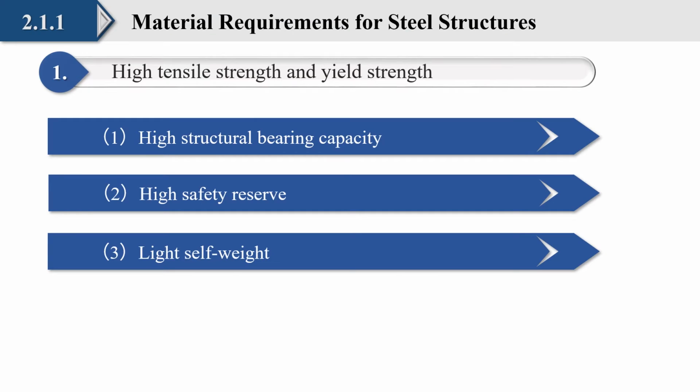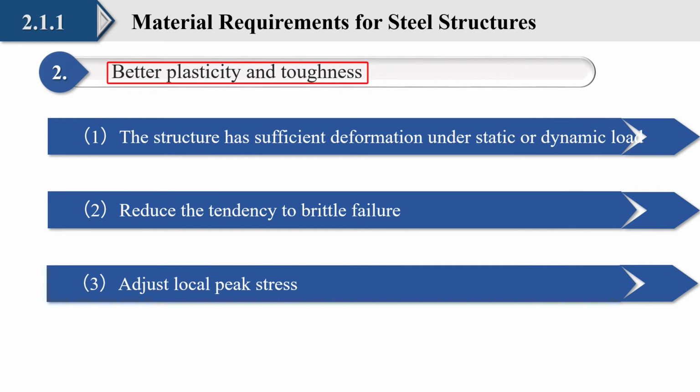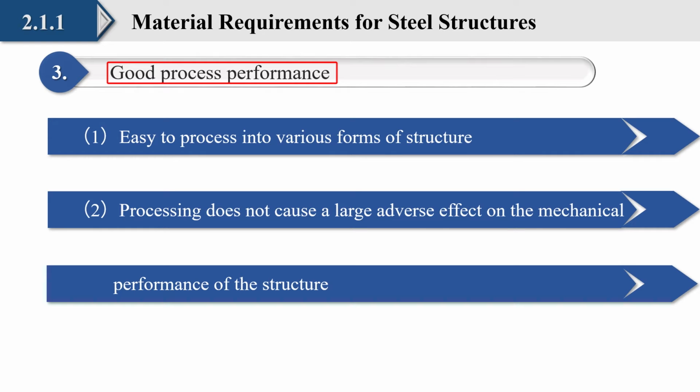At present, the factory produces thousands of kinds of steel, but what kind of steel can be used as structural steel? First of all, steel must have high tensile strength and yield strength. Secondly, steel requires good plasticity and toughness to reduce the tendency to brittle failure. Thirdly, the steel also needs to have excellent process performance, which means it does not cause a significant adverse effect on the mechanical performance of the structure.